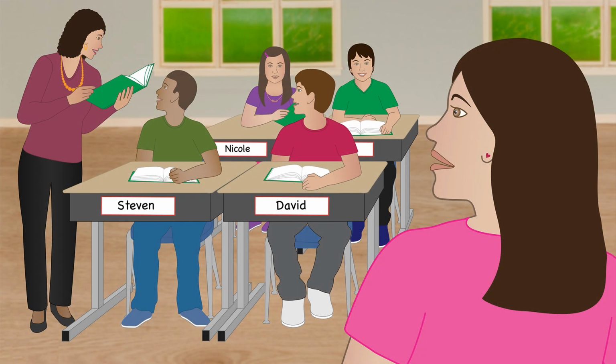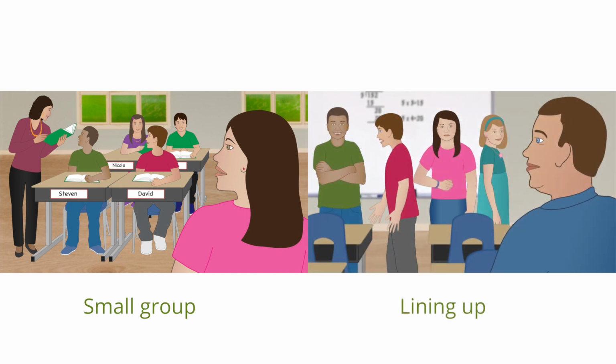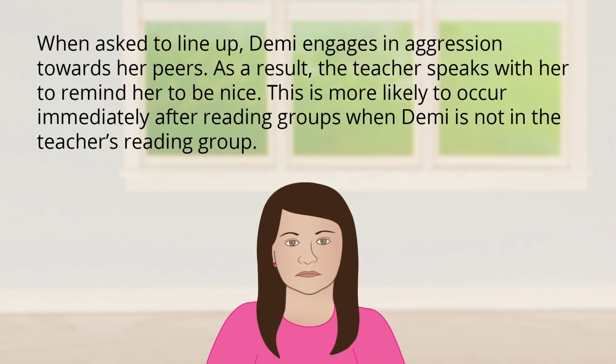Let's think back to Demi. The ABC data suggests to us that when Ms. Brantley works with small groups that do not include Demi, it's more likely that Demi will be aggressive when she is asked to follow a direction. The lack of attention from her teacher during group time has made it more likely that Demi will be aggressive when she's asked to line up. Her aggressive behavior has brought attention from Ms. Brantley.